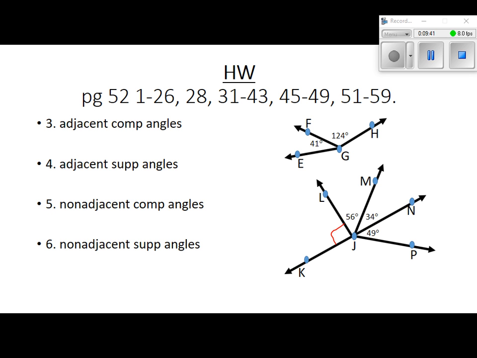We have 3 parts of our binder. You have your notes, postulates and theorems, tests, and quizzes. So those are the 3 parts that have to be in your binder when you turn it in. All right, notes, postulates and theorems, tests, and quizzes. Does that make sense? Are you lost, Jaden?